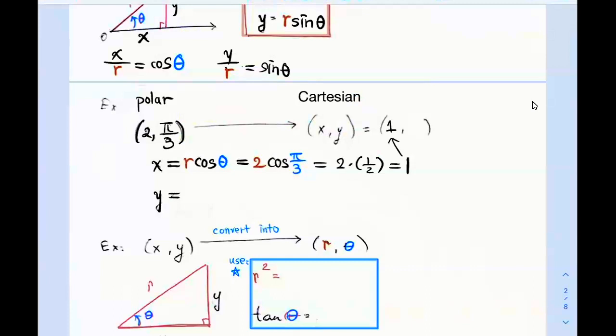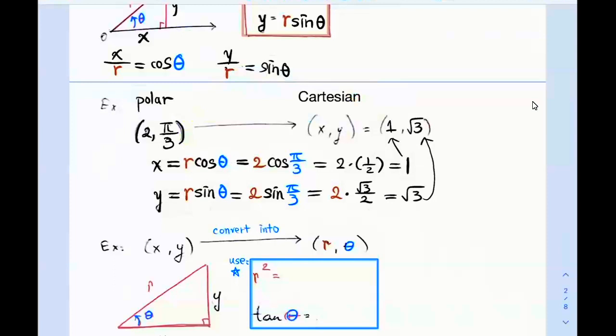So that is r sine theta. So y should be 2 times sine pi over 3. What's sine pi over 3? You got it. Good job. So this will be square root of 3. So you put it over here.